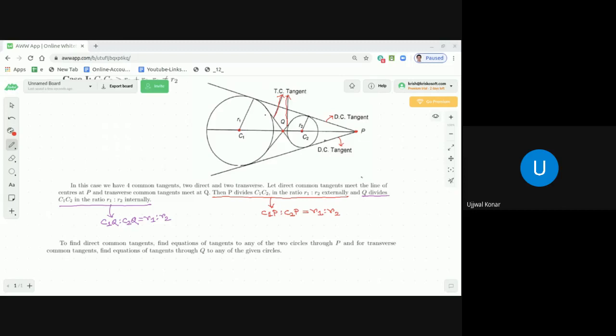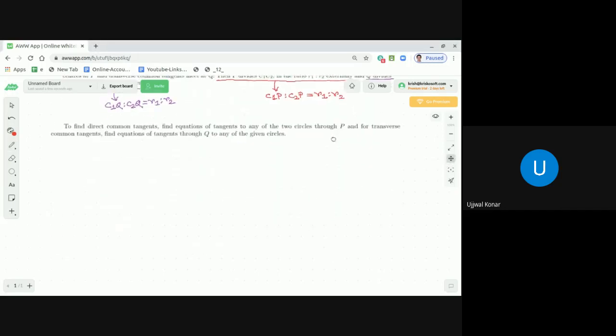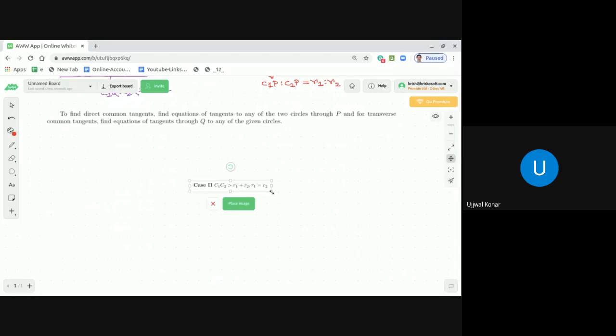Now, we are going to discuss case 2, where C1C2 is greater than R1 plus R2, like case 1, but here R1 is equal to R2. So let's see what kind of configuration we get. First, we need a visual representation of this case. So what is the case we are going to get here, dear students? C1C2 is greater than R1 plus R2, and in this case R1 is equal to R2. So what will be the visual representation of this particular case? I'm going to show you that.